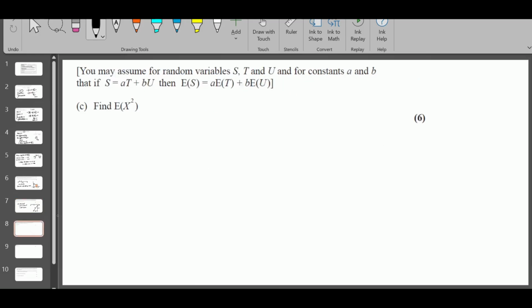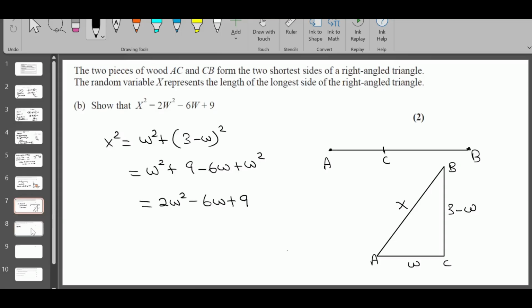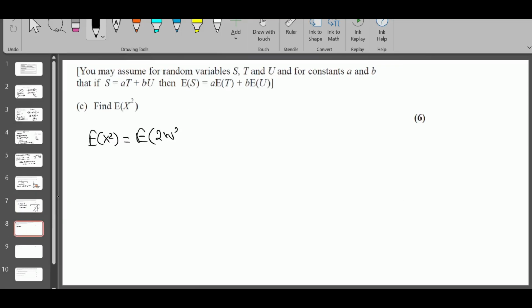Part C now. You may assume from random variables S, T, U and for constants A and B, S is equal to AT plus BU. E of S can be written this way. Yeah, that's just a property. That's just one of the properties of E of X. We know that already. Find E of X square. E of X square is E of, replace X square with this in terms of W. 2W square minus 6W plus 9. So you can write it as 2E of W square minus 6E of W plus E of 9 is just 9.